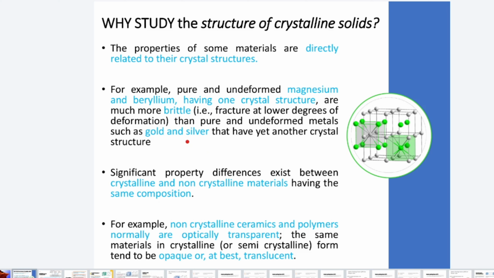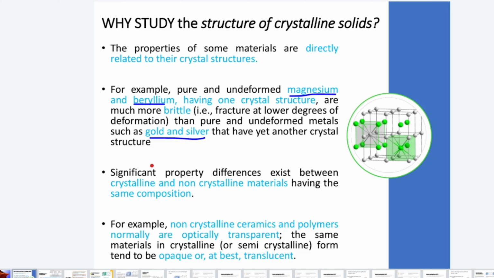For example, magnesium and beryllium have one crystal structure and are much more brittle. On the other side, gold and silver have a different crystal structure, and they are not as brittle as magnesium and beryllium. Gold and silver are ductile, while magnesium and beryllium are brittle materials, and they have different crystal structures.